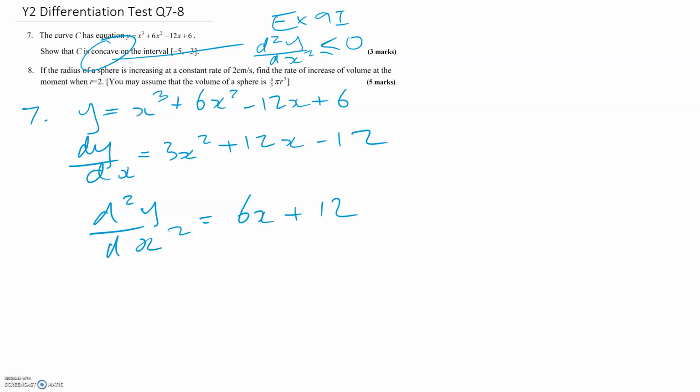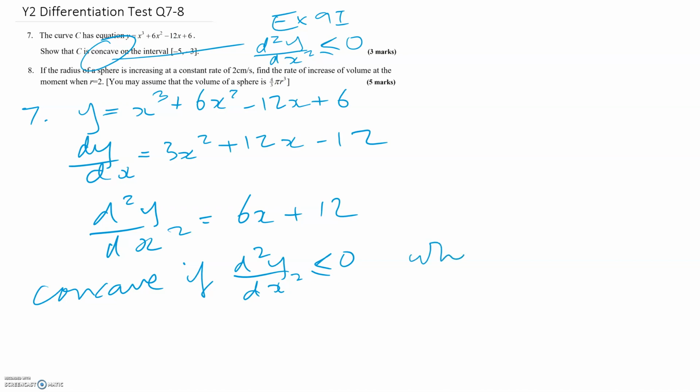So in order for this to be concave, this will only be concave if the second derivative is less than or equal to 0. In other words, this will be concave when 6x plus 12 is less than or equal to 0, which is when x will be less than or equal to minus 2.